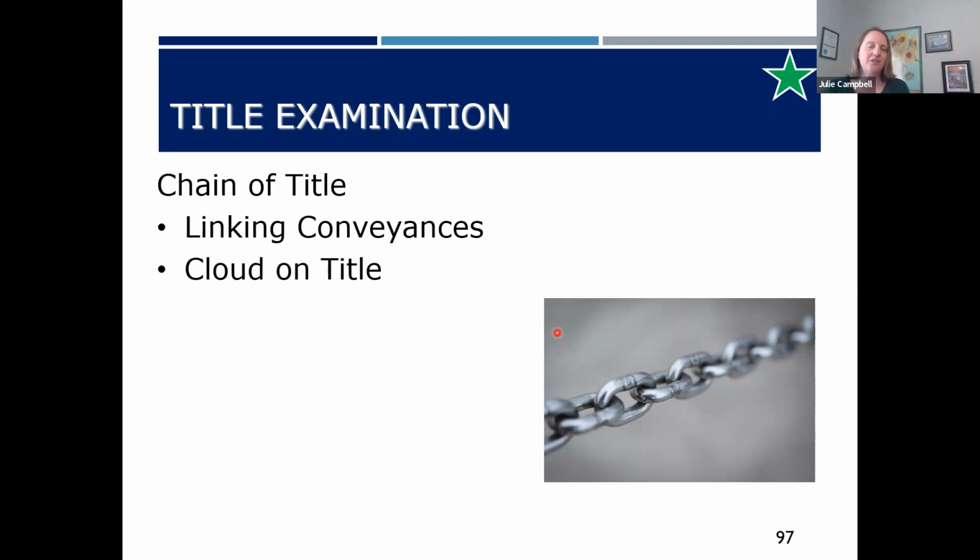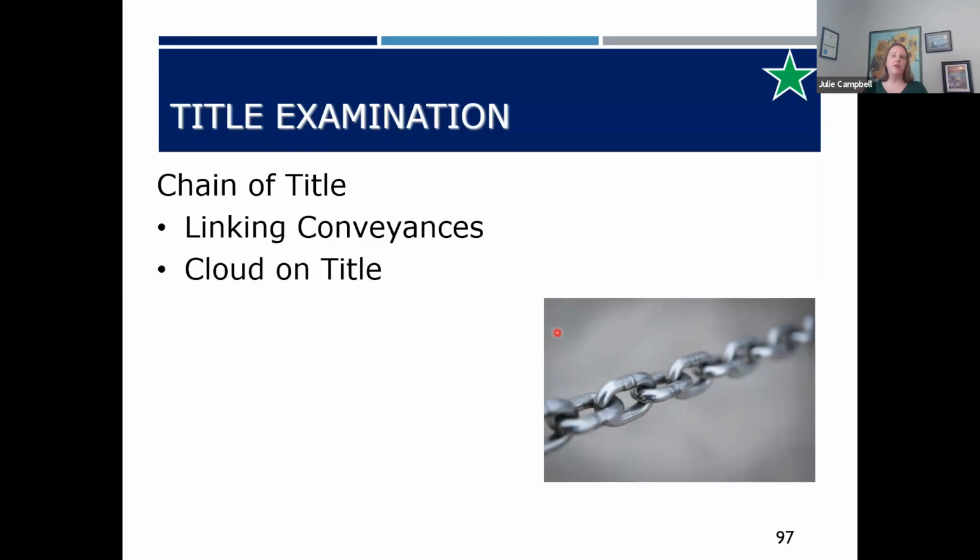If they find a kink in the chain, that's known as a cloud on the title. Cloud on title is any defect on the title. You don't have linking conveyances. Maybe there's a name on this deed that's not on that deed, for example. If and when the attorney finds a cloud on title, we haven't closed yet, we're just under contract, we're going through that process. And if the attorney finds a cloud on the title, they will get with the seller to clear it up before we go to closing.